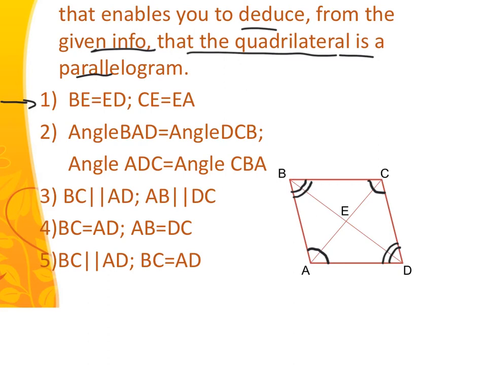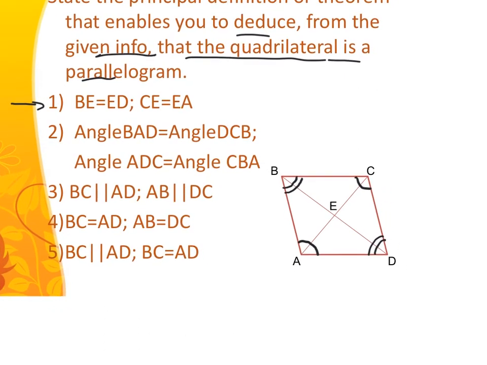Those are the ones you're going to want to write there. Both pairs of opposite angles are congruent. Therefore, this is a parallelogram. And then I'm going to move on to 3. BC up here is parallel to AD down here. AB right here is parallel to DC right there.